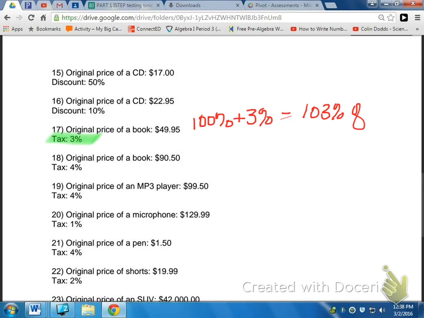So we're really going to do 103% of the price of the book, $49.95. Now I'm going to write this like I would write it in my calculator. So I'd write 1.03 times $49.95. And it comes out to 51.4485.